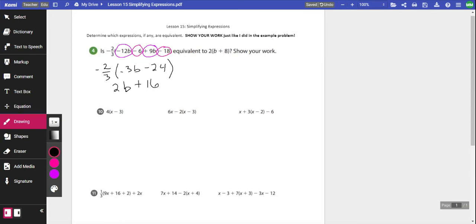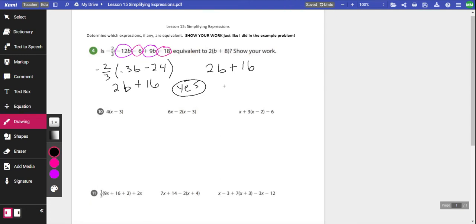So now I got to check the other expression. This one, I'm just going to start with distributive property. So 2 times b would be 2b. And 2 times 8 would be 16. So which expressions are equivalent? Both of these are. So this one just said, are they equivalent to each other? Because there was just 2. And I could say, yes, because they both came out to 2b plus 16.